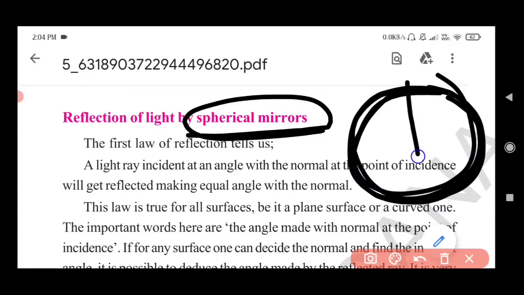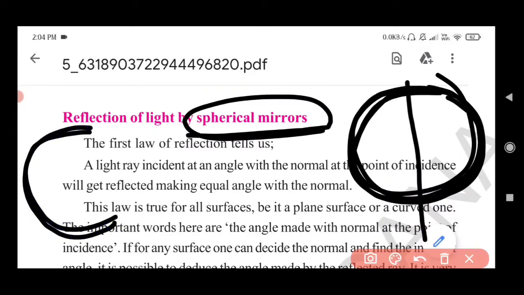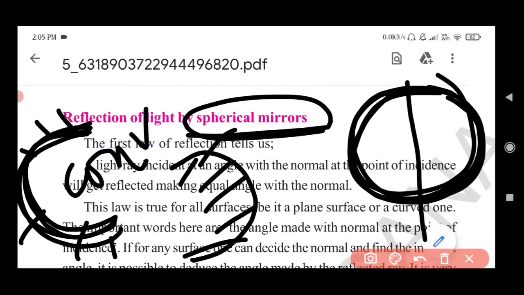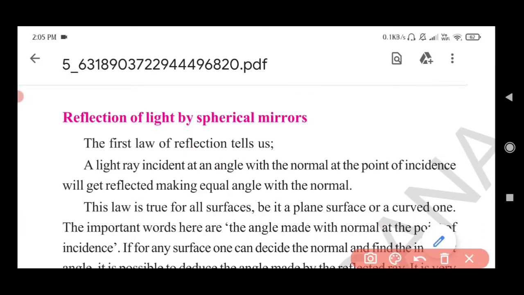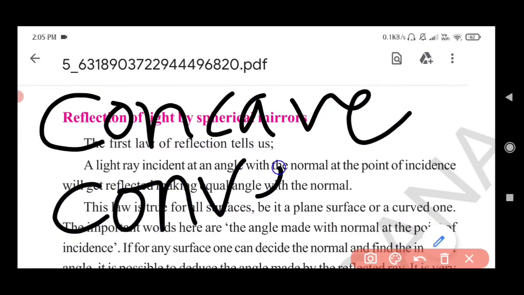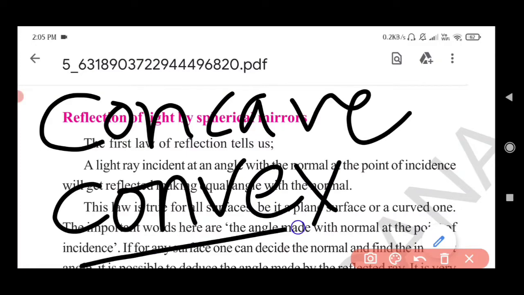And if I cut this spherical mirror into two halves, the part I will get is half spherical, that is called semi-spherical, or you can say a curved surface. Based on the reflecting and non-reflecting side, I can divide it into two types of mirrors. One is called concave, like light rays are coming into a cave, and the other is called convex. So I can say that concave and convex mirrors are also called spherical mirrors.